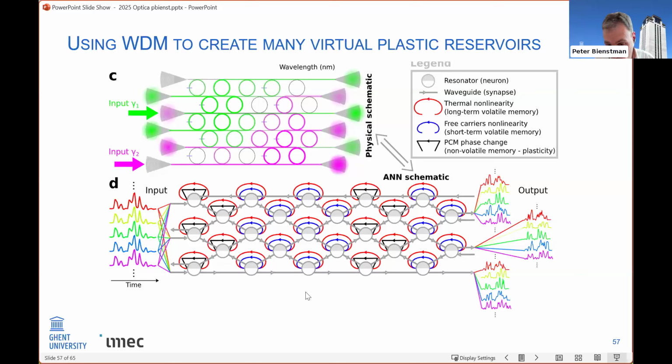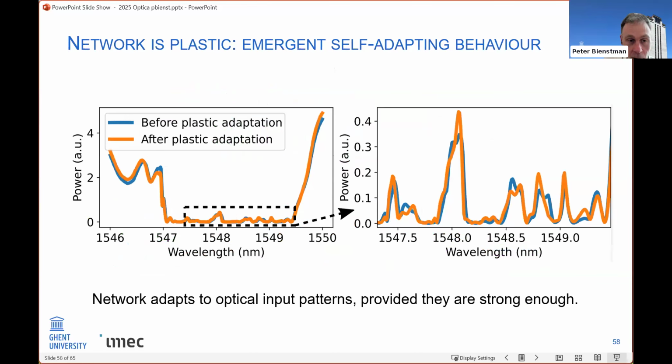And each of these chips has many different nonlinear effects with different timescales. So you have thermal and free carrier nonlinearity, but you also have this very long timescale with the plasticity of the PCM in certain rings. So this is this complicated sort of many superimposed reservoirs on top of each other, which all interact.